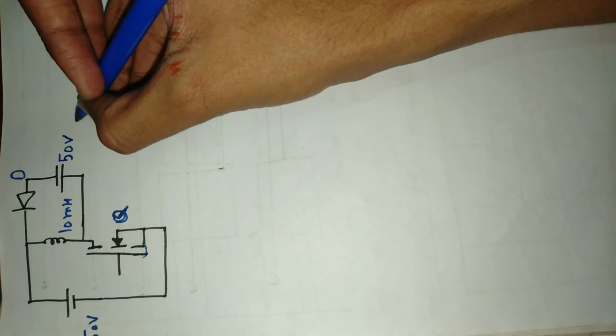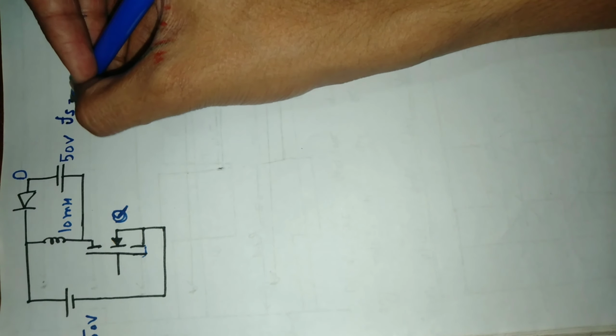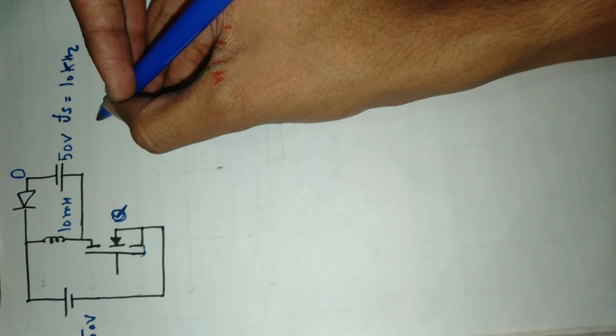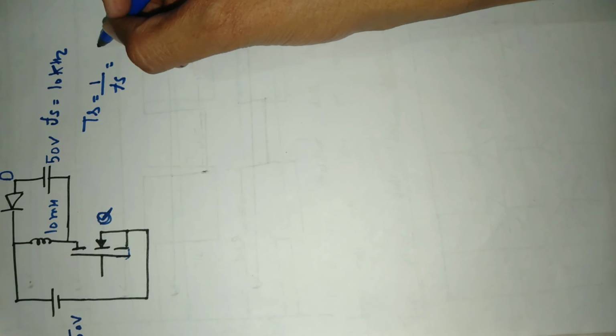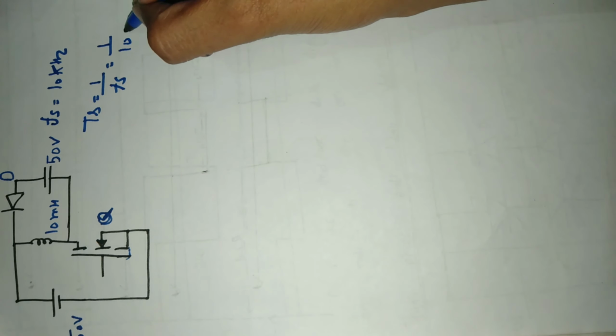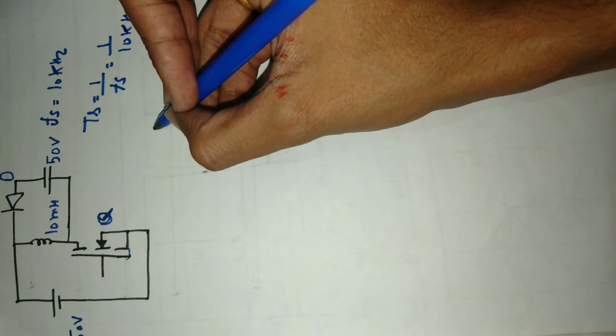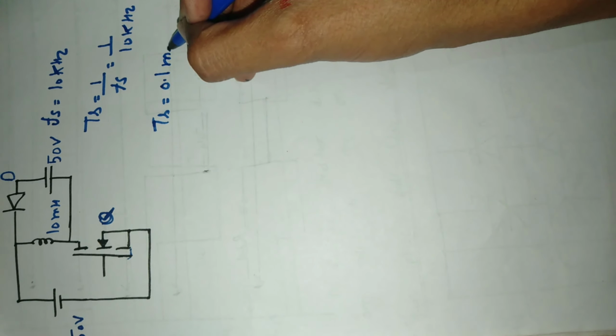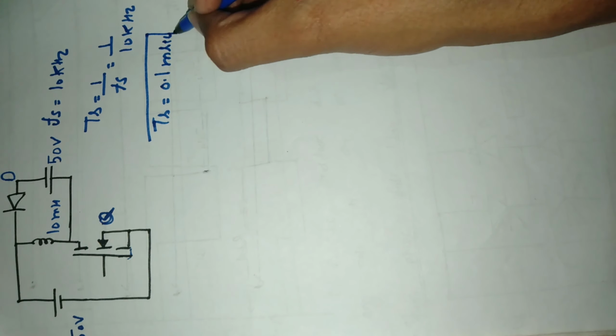Now, some information is given in the question, like the switching frequency. Fs equal to 10 kilohertz means we can determine the time period from here. Ts is equal to 1 by Fs, which is 1 by 10, so we get 0.1 millisecond as Ts.